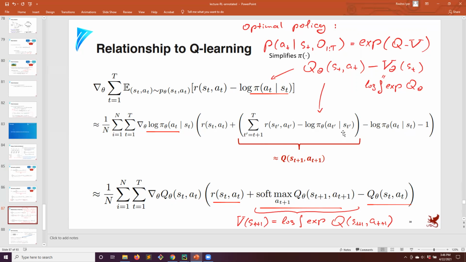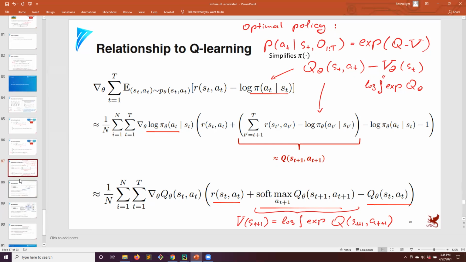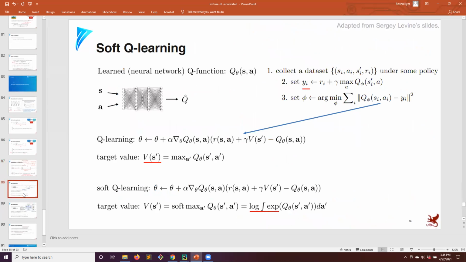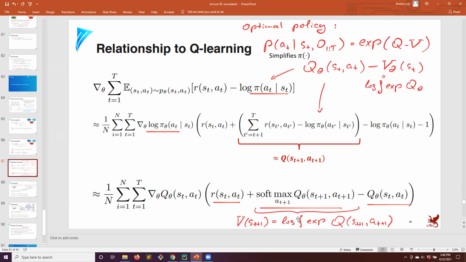And this part here is approximately the Q of the next time step. When we finally expand this and simplify, we get this here, where we have the softmax expression, following this part. So this whole term is V of s_{t+1}. Because we are using the softmax, this is called soft Q learning instead of Q learning.